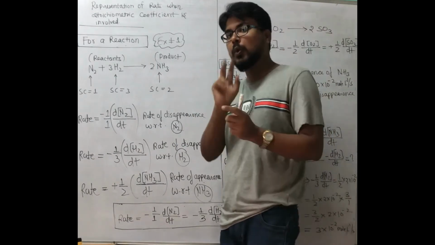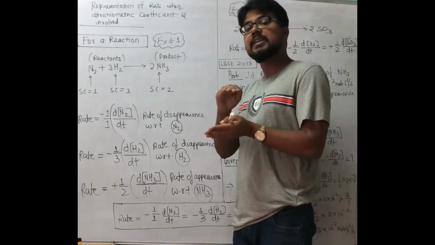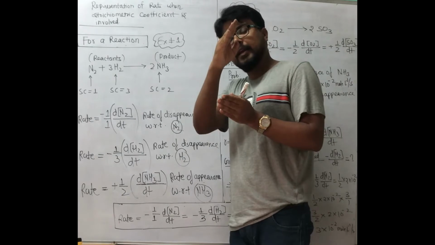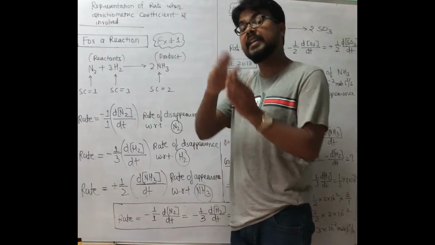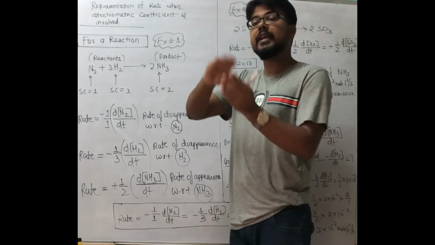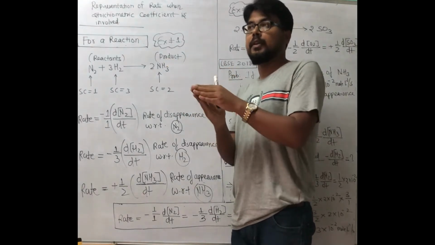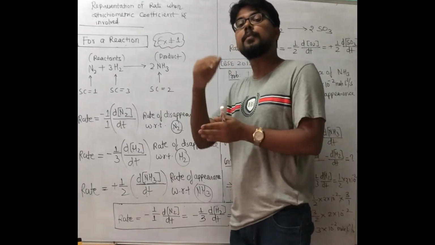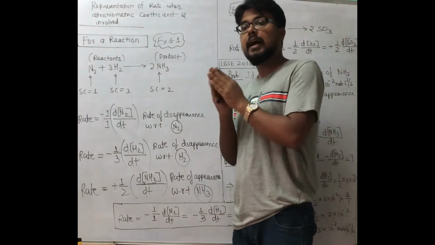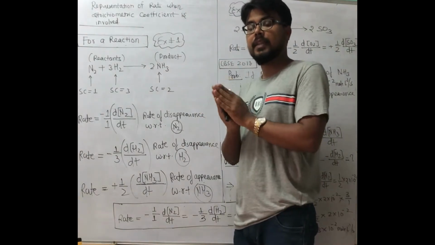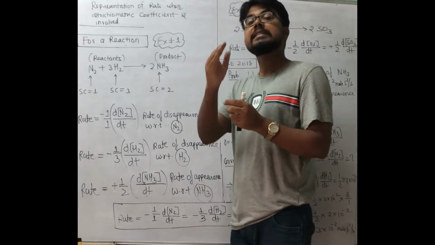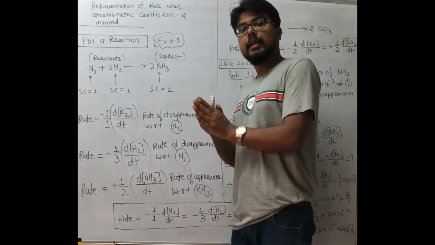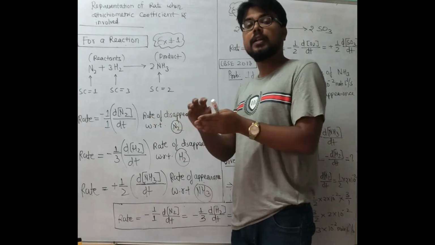Here I will include two important terms, that is rate of disappearance and rate of appearance. Disappearance means the rate of reaction decreasing. Appearance means the rate of reaction increasing. Decreasing means in terms of reactant. Increasing means in terms of product. In a certain chemical reaction, reactant is disappearing and product is appearing.